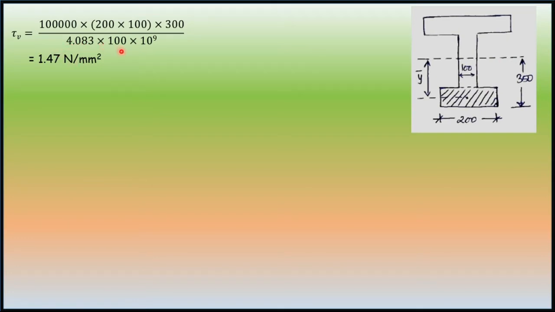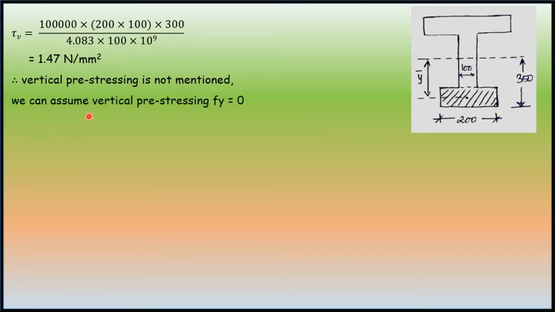Moment of inertia substituting, and 100 mm is the breadth. So 100 mm we have to consider for this part of the junction, not the total width as 200 mm. We have to consider only the junction width as 100 mm at the bottom in the denominator. Therefore, vertical pre-stressing is not mentioned in the question, that is Fy. We can assume vertical pre-stressing as Fy equals 0.